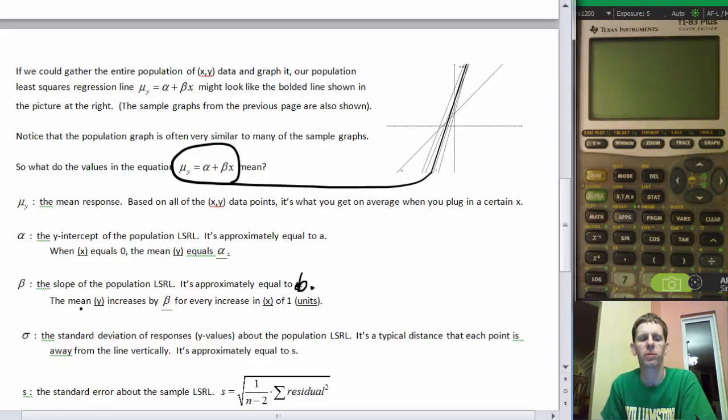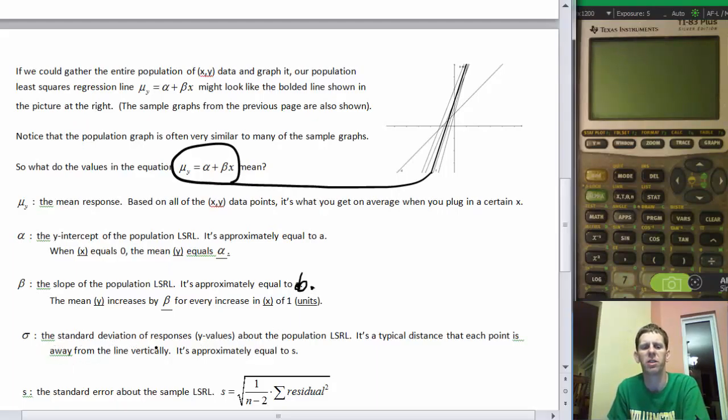To interpret this, what we would say is that the mean y value increases by beta for every increase in x of 1 unit. Again, replace the x and y with context in the example. Sigma is not in this equation.